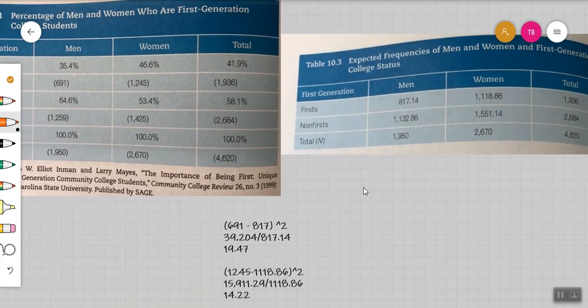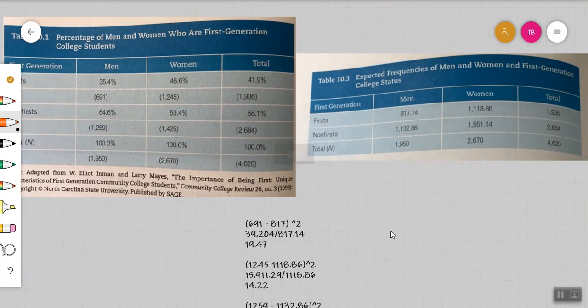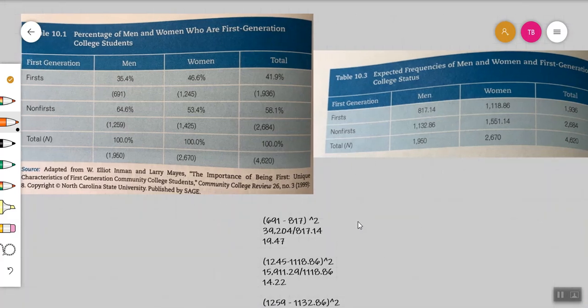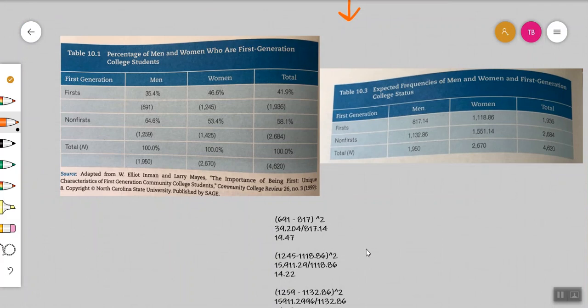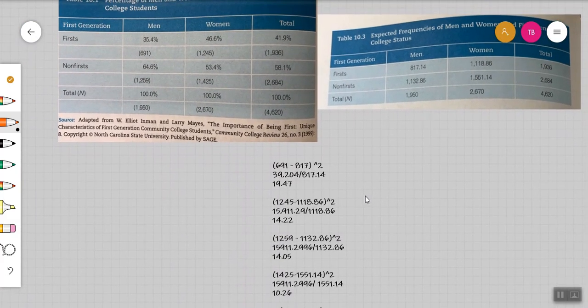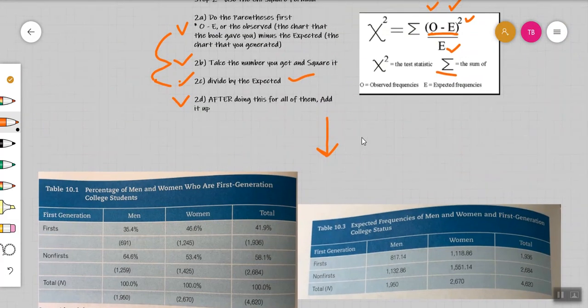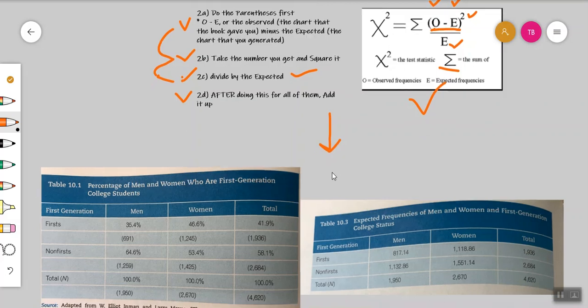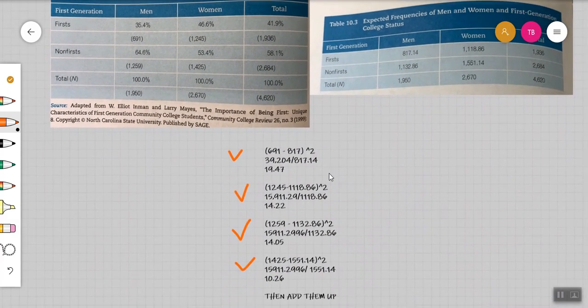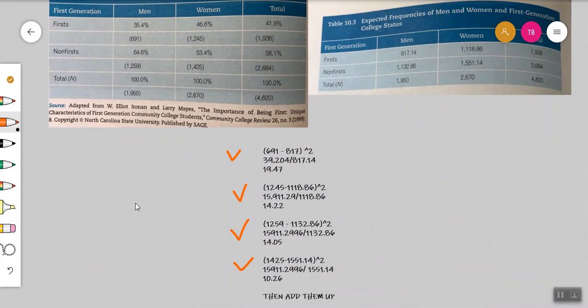Okay. Let me zoom out a bit here so you could see what I'm doing. Here are the four different formulas, and essentially what each of these is, is this formula up here. So let's take a look. I'll read through it and then I'll show you where they all came from. This first one here is observed minus expected, squared.